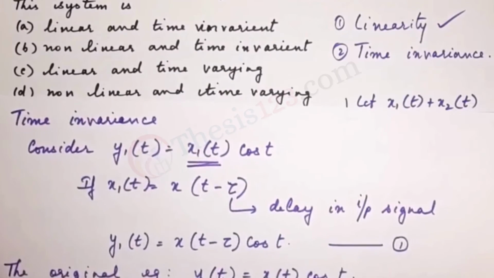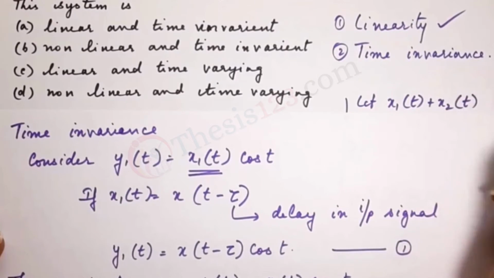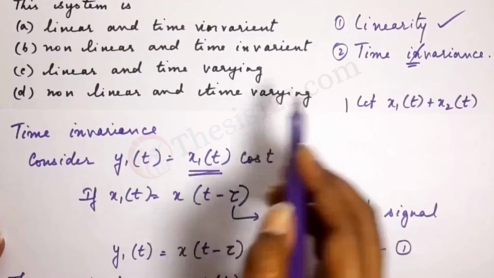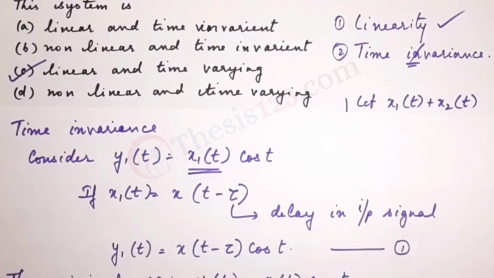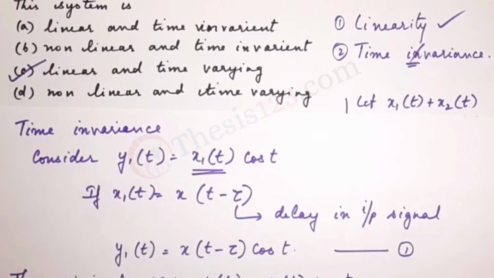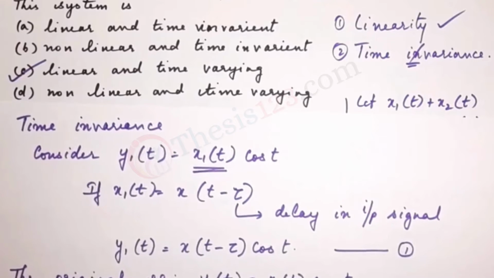Now let's check. It is linear and it is time varying. So that's option C. So here is the final answer. I hope it has helped.